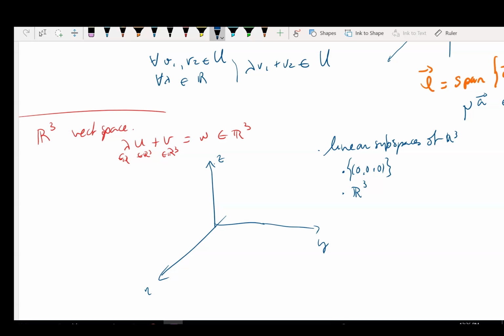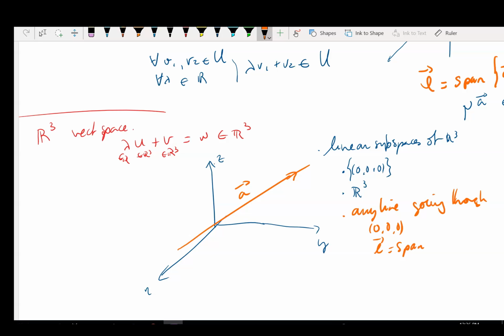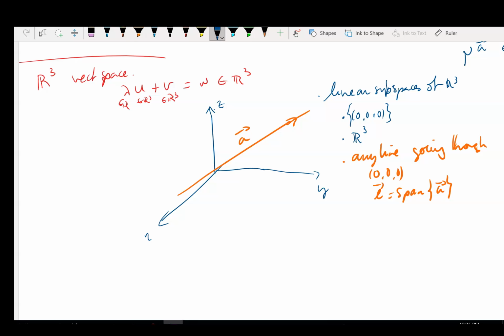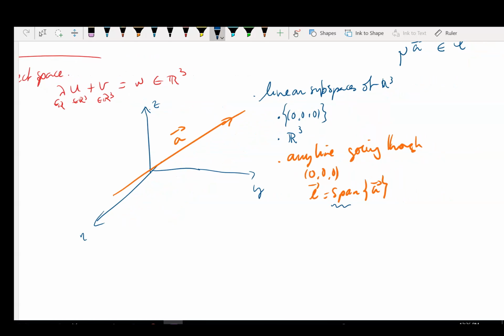And then what do we have? Again, anything that would be on any line going through the origin. So let's say it has some direction vector. That could be described as the span of vector A. It's just notation that I've introduced, and we're not going to use it a lot during this semester, but we're going to use it a bit, and a lot during the next semester.